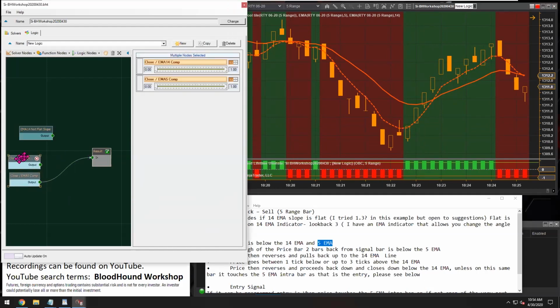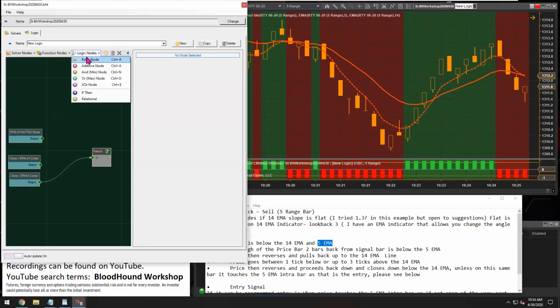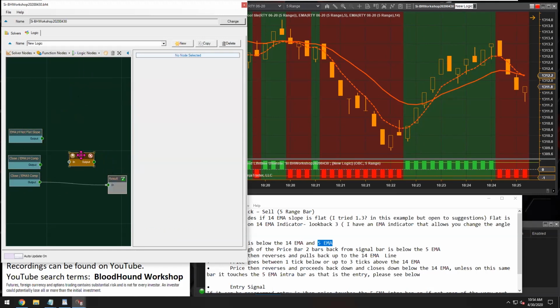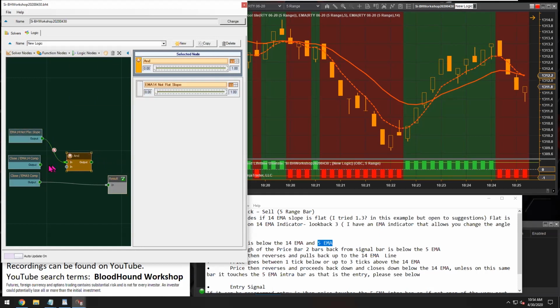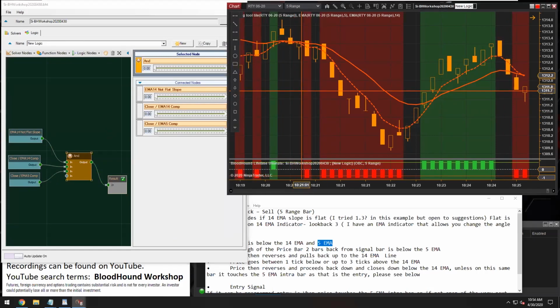All right, so we have a couple of conditions set up here. So why don't we start grabbing an AND node and start connecting all this stuff up. There we go. So we have some kind of preliminary prerequisites here, right?